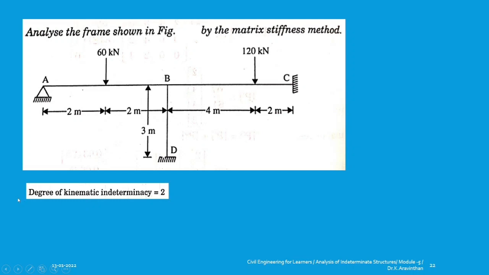Okay. So what do you mean by that? One is there at joint A and another one at joint B. So these are the 2 possible kinematic indeterminacies. For the rest of the portion you will not have any movement of a joint.